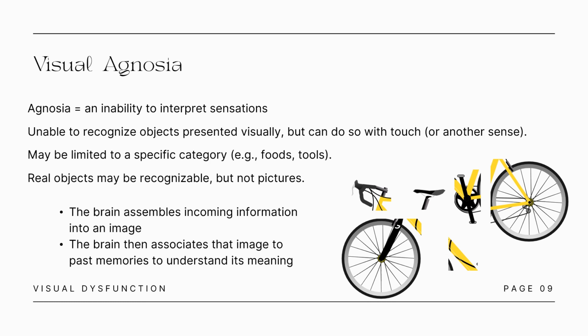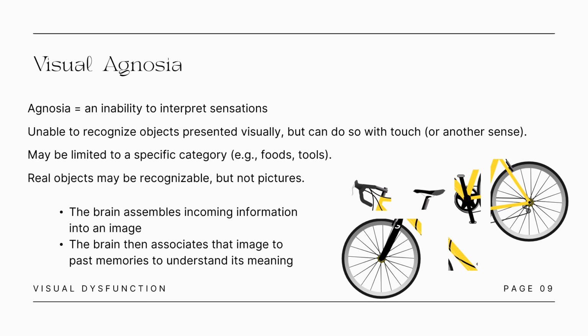Agnosia is the inability to interpret sensations. It's when you can perceive but not understand. And when we're talking about visual agnosia, a person who looks at a bicycle would have no idea what it is, but they might be able to see a wheel or handlebars or a seat. They might be able to recognize it as a bicycle if they touched it. Sometimes visual agnosia is limited to a specific category, like foods or tools. It might be limited to just 2D representations of objects. Maybe a person can recognize real objects just fine, but that picture of a bicycle, they would have no idea.